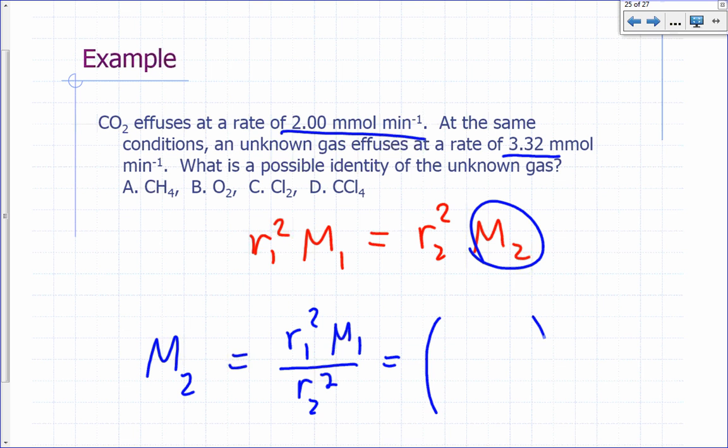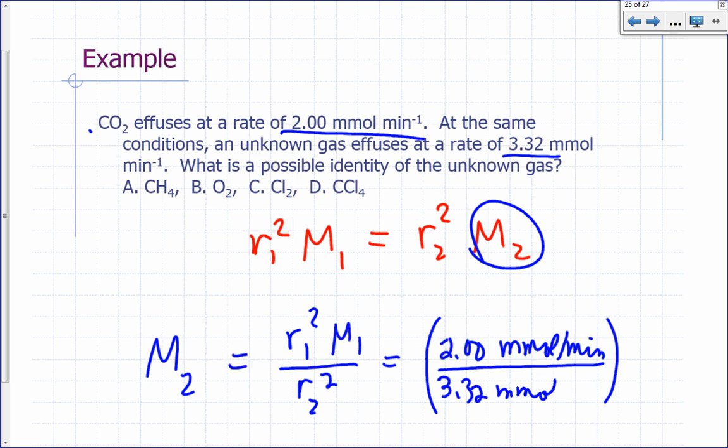So R1 is carbon dioxide. It's 2.0 millimoles per minute. And the unknown gas is 3.32 millimoles per minute. And you square this, because R1 and R2 are both squared.